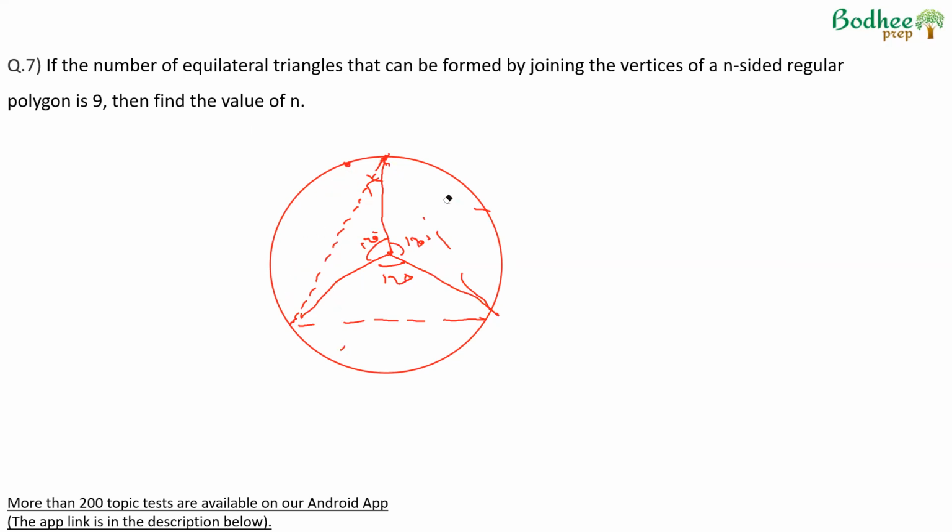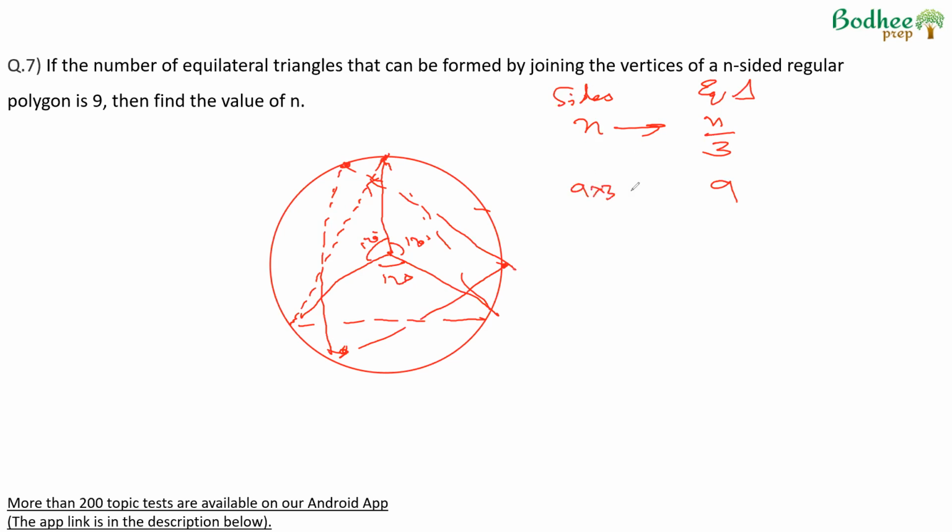And therefore, the general rule that we can use is that for an equilateral triangle, we need 3 points. These 3 points will form an equilateral triangle. Therefore, if it is an n-sided polygon, the number of equilateral triangles will be n by 3. So if equilateral triangles are 9, then the number of sides will simply be 9 into 3, 27. And that becomes my answer.